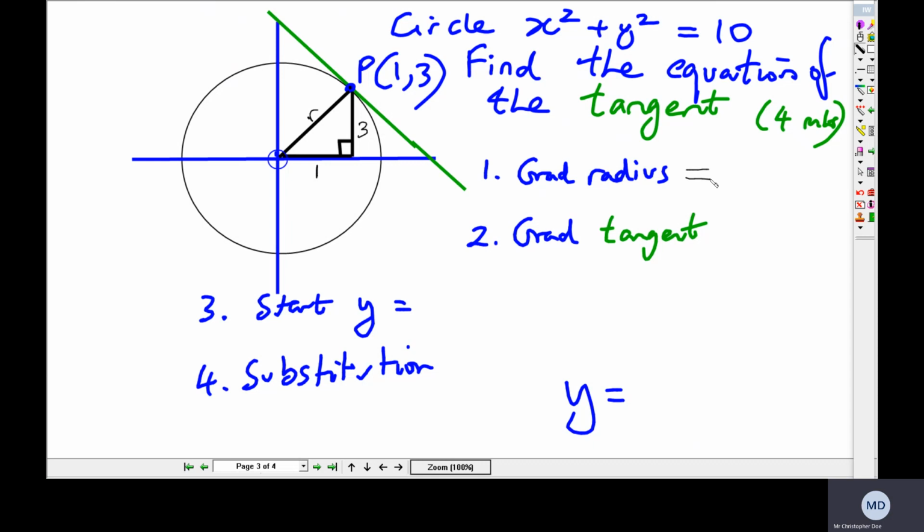So the gradient of the radius. Have you done it? Yeah. Gradient of the radius, 1 mark for either 3 over 1, or if you want to work it out as 3. Who's got an answer of 3 for your first mark? Good. So you've done your radius.